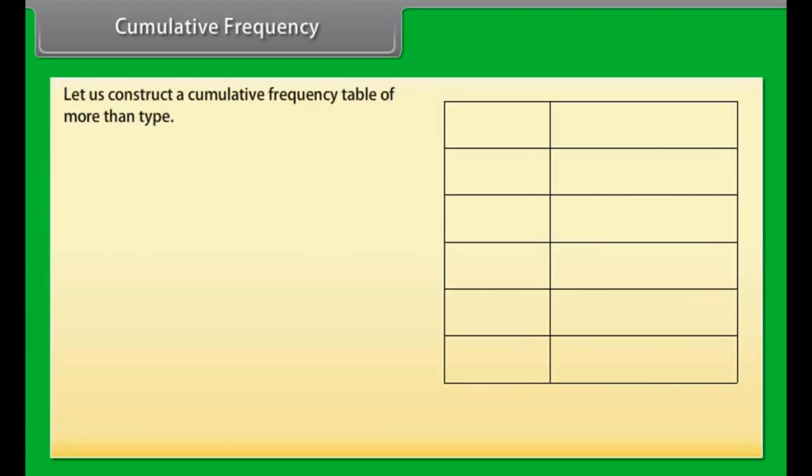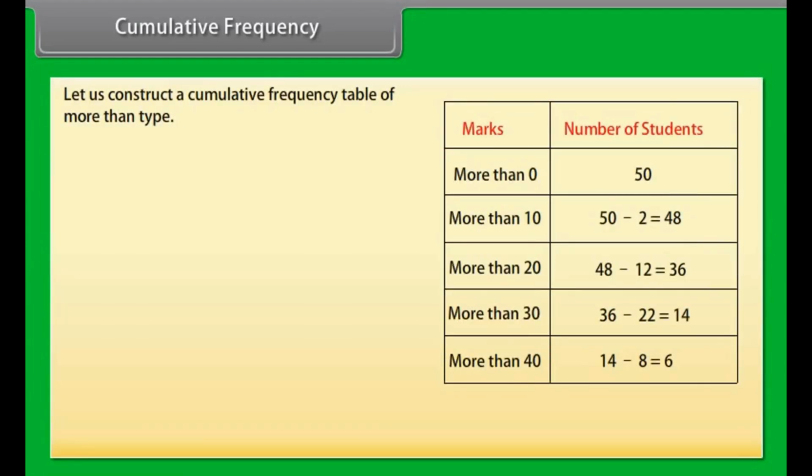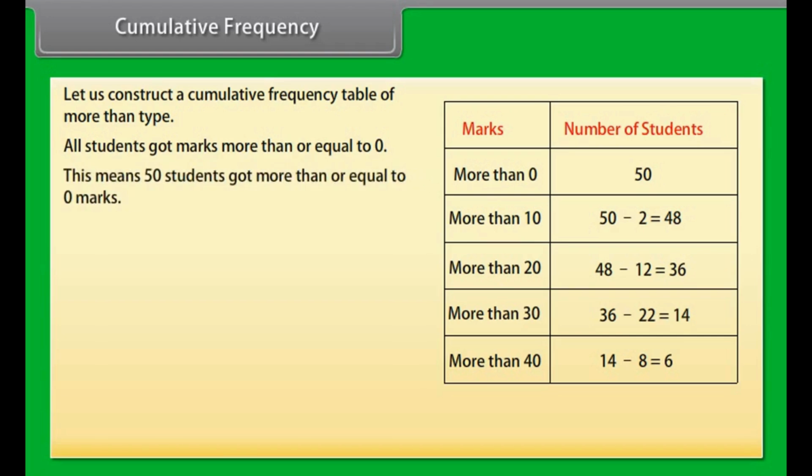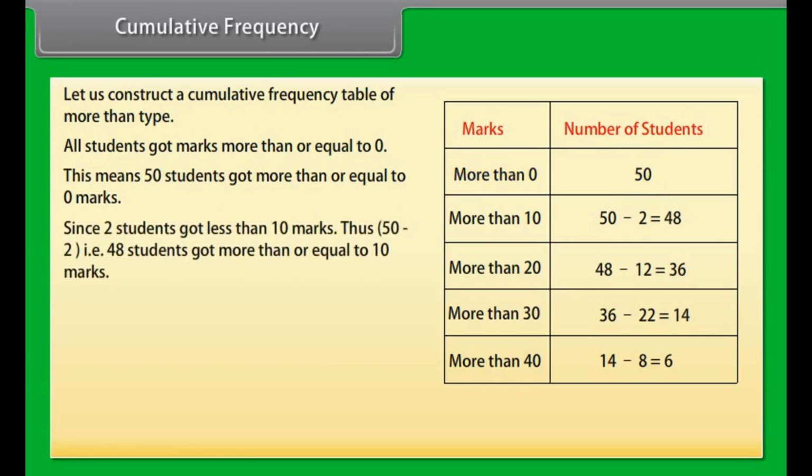Let us construct a cumulative frequency table of more than type. Let us know the method of calculating cumulative frequency table of more than type for the above data. Here, all students got marks more than or equal to 0. This means 50 students got more than or equal to 0 marks. Since 2 students got less than 10 marks, thus 50 minus 2, that is 48 students got more than or equal to 10 marks.